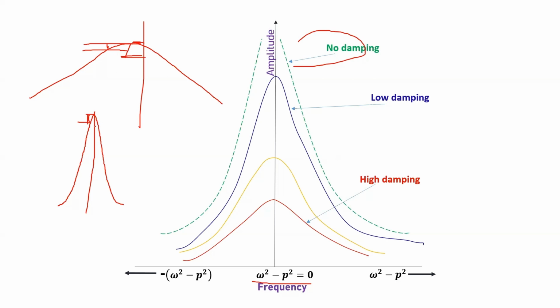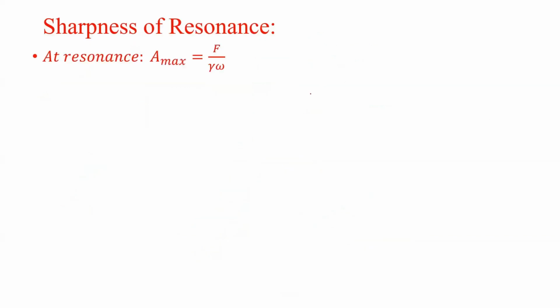If the fall in the amplitude is high, then we can say sharpness is high. If the fall in the amplitude is low, then sharpness is low. So the sharpness is high or low, that depends on the variation of amplitude with the variation of frequency about resonance conditions here. So that is the sharpness of resonance. Sharpness of resonance can be measured as change in amplitude by change in frequency. How can we measure the sharpness of the resonance? Change in amplitude by change in frequency.